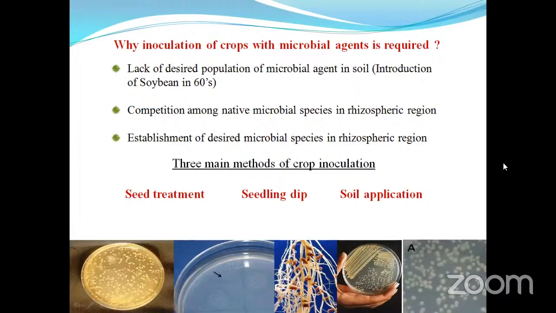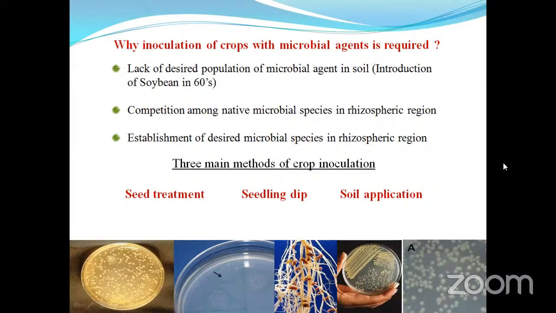As you know, if you are going to supply any nitrogen or phosphorus or any microorganisms which drive this particular nutrient cycle, we need the population of the desired microorganisms in the rhizosphere region. Now, often our native soil lacks this kind of desired microbial population. For example, in the 1960s, soybean was introduced in India. Soybean is a legume crop and it has nodules, and the rhizobium infects and nodulates the plant. But at that time, Indian native soil was lacking this particular rhizobia.